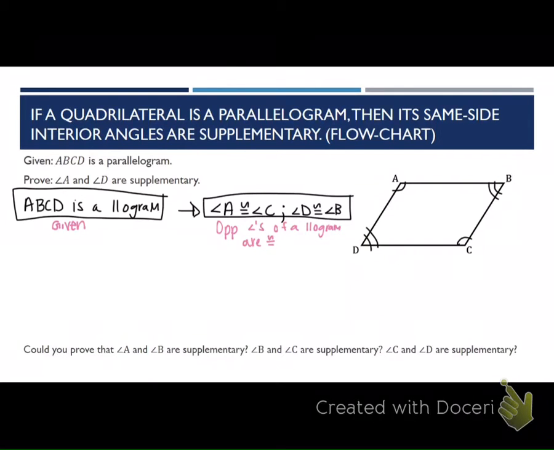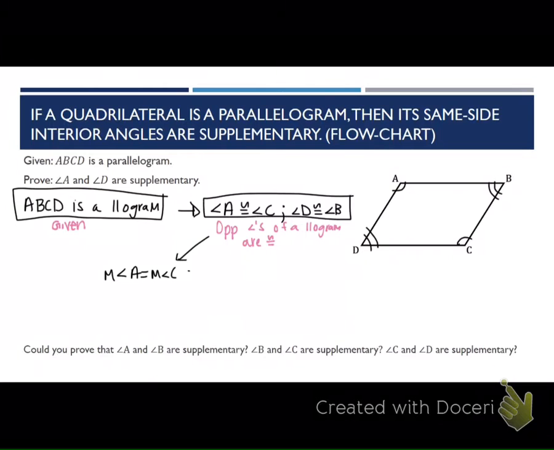So we are trying to prove supplementary here. We are going to be adding a whole bunch of things up to get there. But first, to add things up, we need to change it to an equals. What lets us change it to an equal sign? Definition of congruence. So the measure of angle A equals the measure of angle C. The measure of angle B equals the measure of angle D.